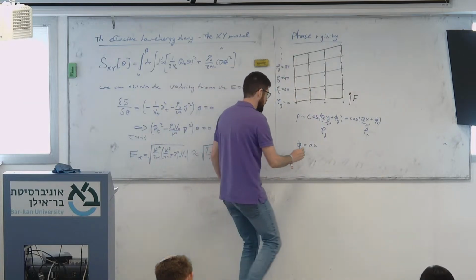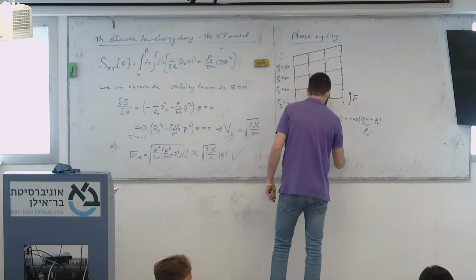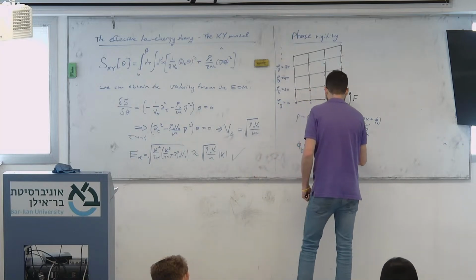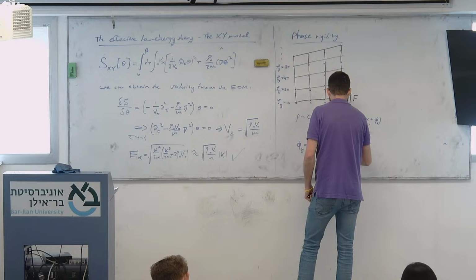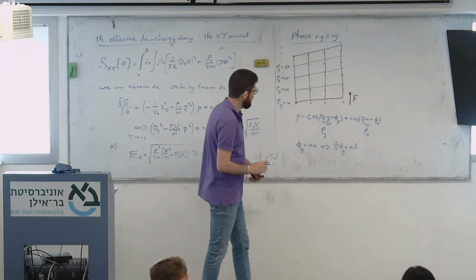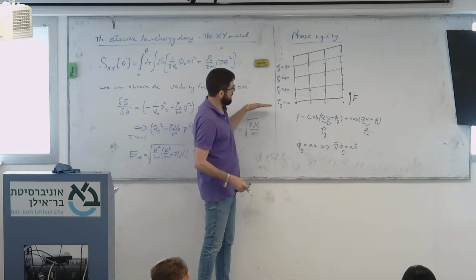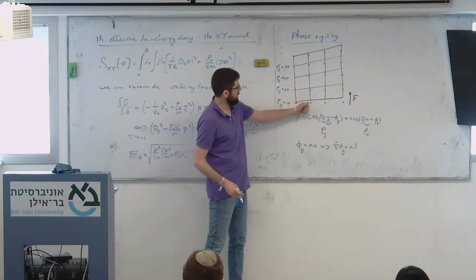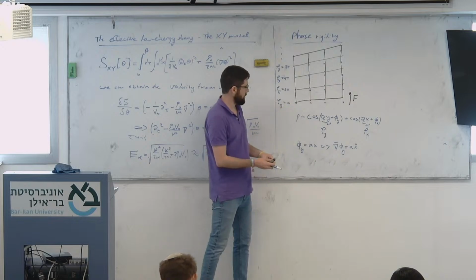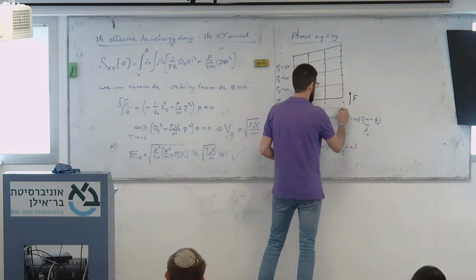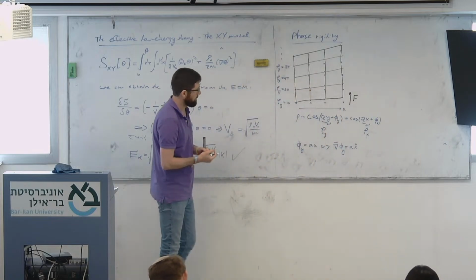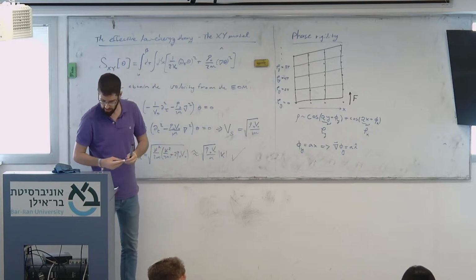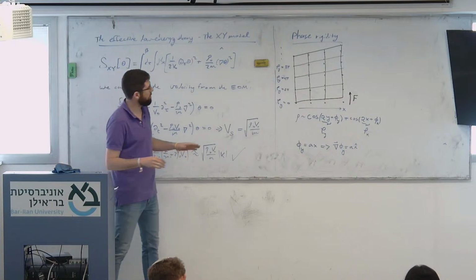Okay? So in other words, the gradient of phi y is equal to a x hat. Okay? So phi y is changing as a function of x. This is x.